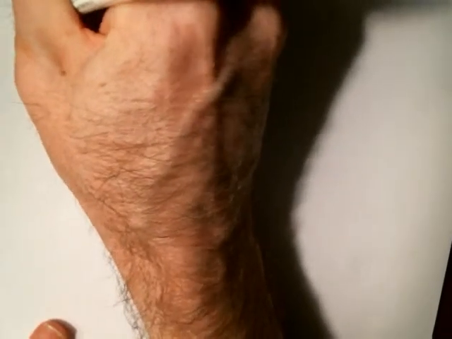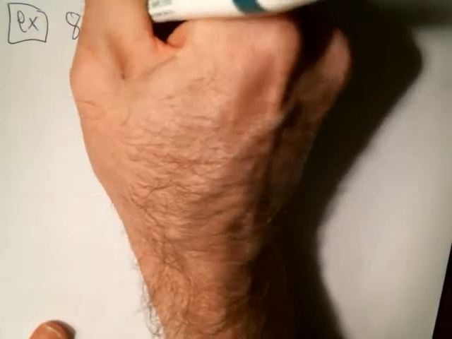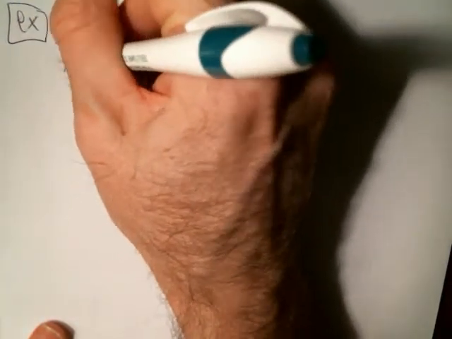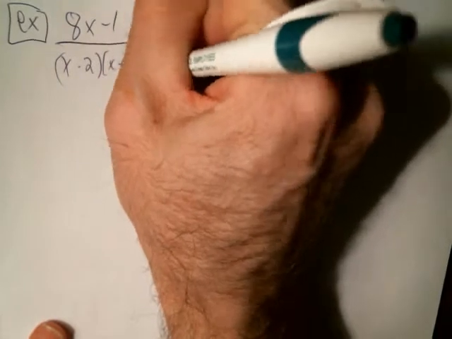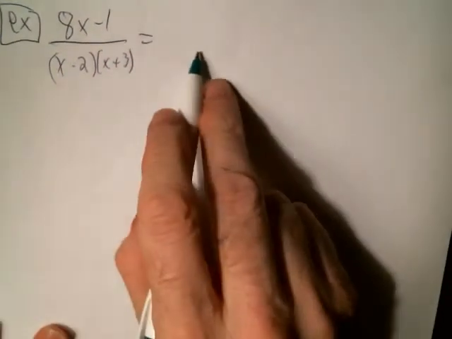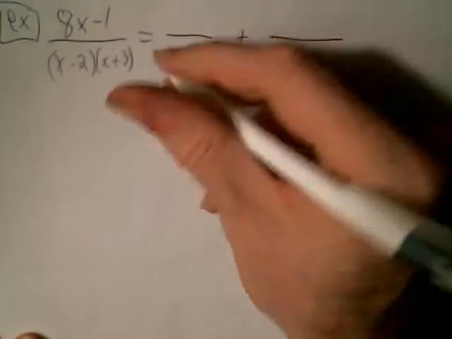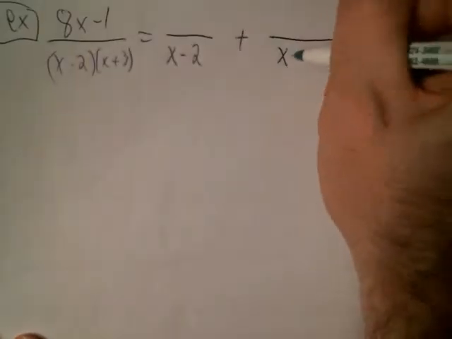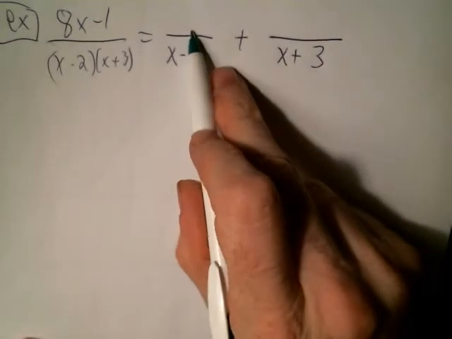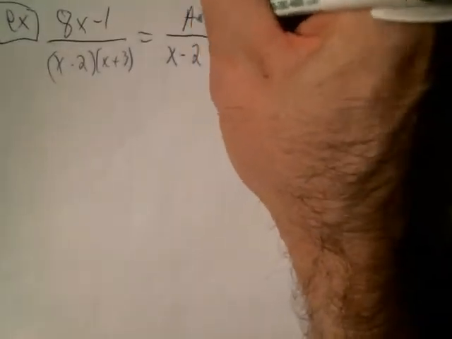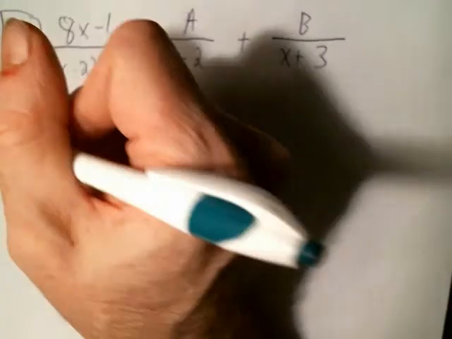So example, first one, I have 8x minus 1 all over x minus 2 times x plus 3. Okay, so for each factor in the denominator, you're going to create a fraction. That's just given. Okay? And then depending on the type of denominator, so here our denominators are both linear factors, the numerator will just be a constant in this case. And we'll label it A, B, C, D, E, F, G, etc. Okay, so A up here, B up here, that's it. That is really it.